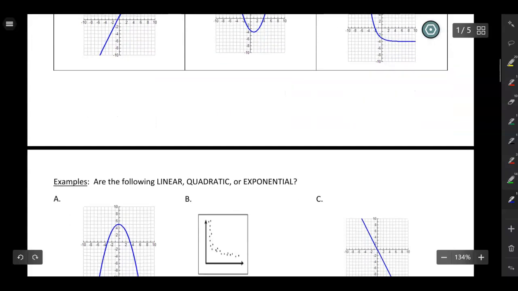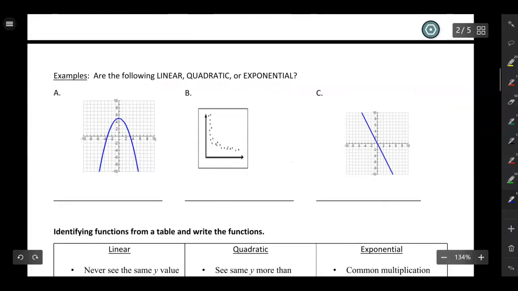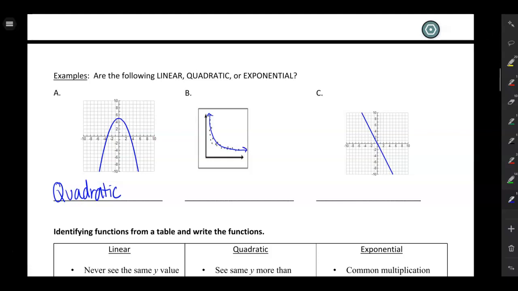So let's take a look and classify some of these. In A, I have a nice parabolic shape. That's going to be a quadratic. B looks a little tricky. It's just a bunch of dots. So what we're going to think about is the trend of these dots. I'm going to trace out what a trend might look like. I've got that nice L looking shape. That's an exponential. And then C, since I've got a straight line, that is linear.